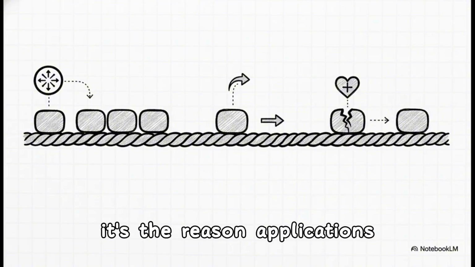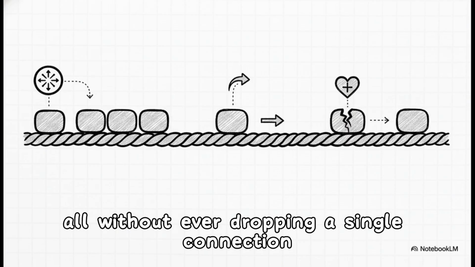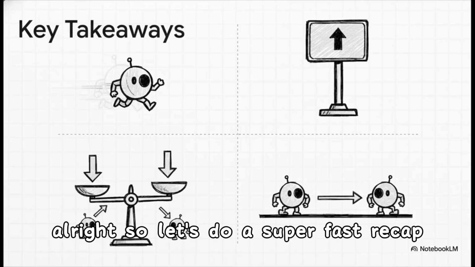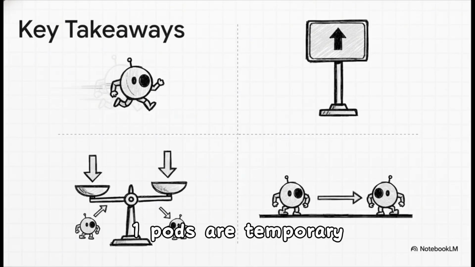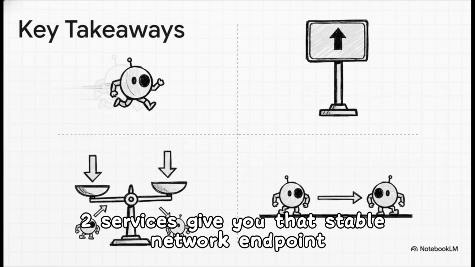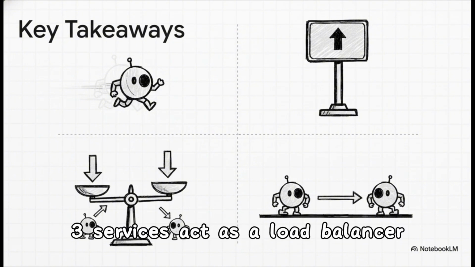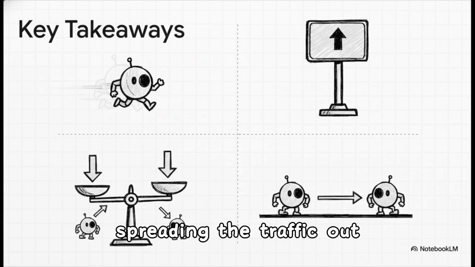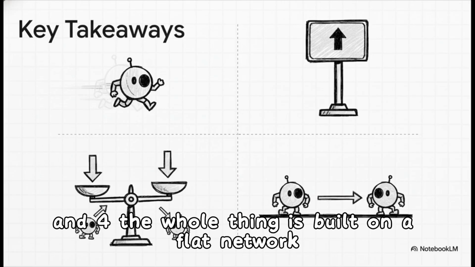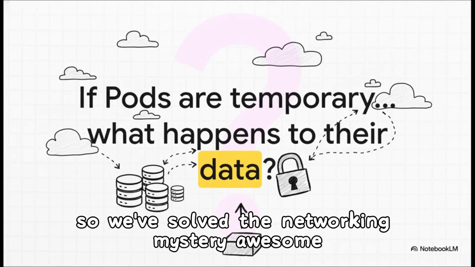It's the reason applications in Kubernetes can scale up, heal themselves, and move around, all without ever dropping a single connection. All right, so let's do a super fast recap. What are the key takeaways? 1, pods are temporary and they're the ones that run your app. 2, services give you that stable network endpoint, that signpost that never moves. 3, services act as a load balancer, spreading the traffic out. And 4, the whole thing is built on a flat network, an open road where any pod can talk to any other pod. So we've solved the networking mystery.